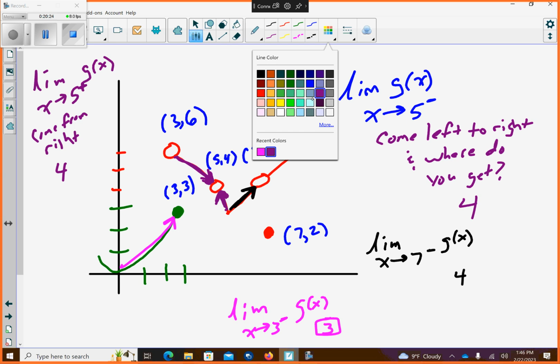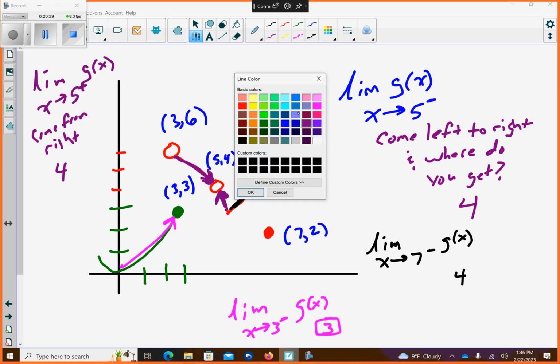I need to get fancier with my colors. More. Ooh, that's kind of a fun one.